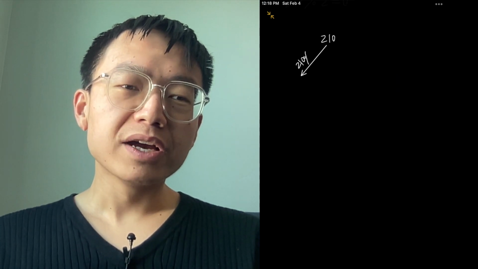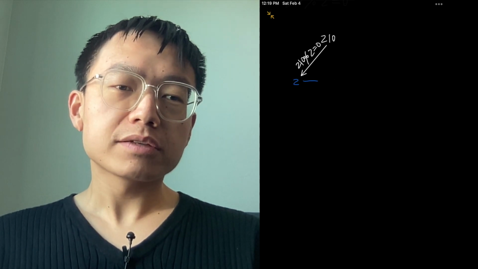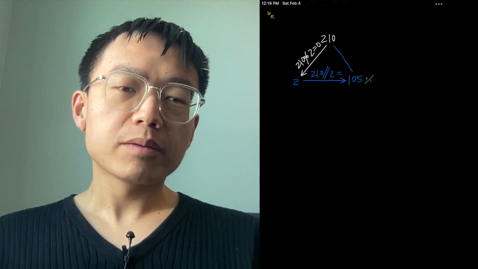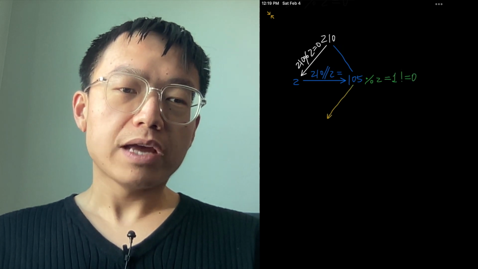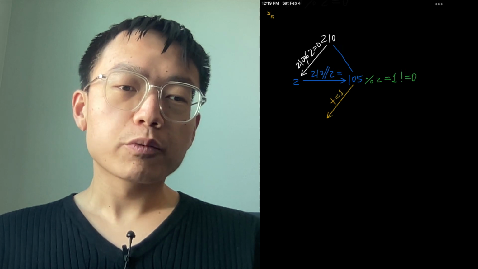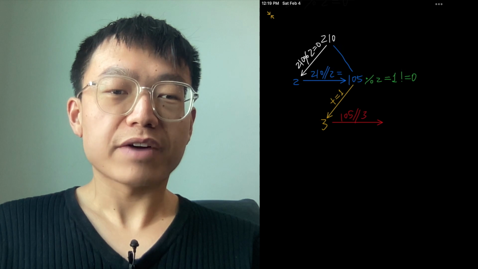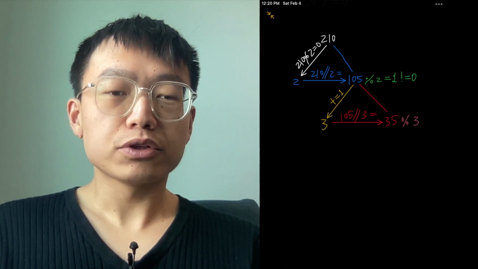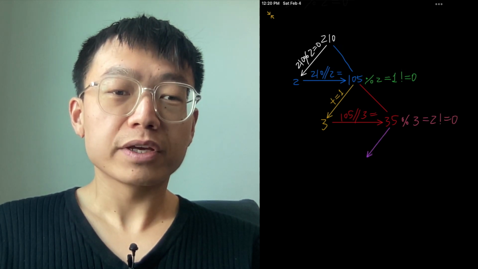210 modulus 2 is 0, so 2 is a prime factor. 210 floor divided by 2 is 105, and 105 is the num. 105 modulus 2 is 1, which is not equal to 0, so we have to increment the factor 2, which becomes 3. 105 floor divided by 3 is 35, so 35 is the num, and 35 modulus 3 is 2, which is not equal to 0, so we increment the factor from 3 to 4.